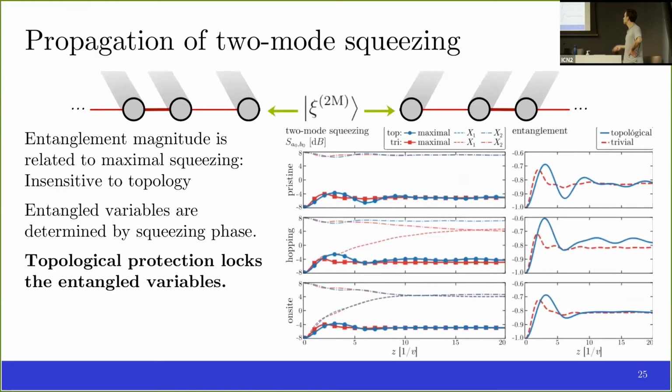We study as well what happens with two-mode squeezing, and the results are pretty much similar. Now we consider two different SSH lattices and two-mode squeezing between the two edge waveguides. The results are pretty much the same, but what is interesting now is that we can talk about entanglement. The magnitude of entanglement is proportional to the magnitude of squeezing, not to its phase, just the magnitude. Thus, the magnitude of entanglement does not distinguish between a topological or a trivial system. However, the entangled variables, position with momentum and so on, do respond to the phase of the squeezing. Thus, topological protection locks the entangled variables in this system.